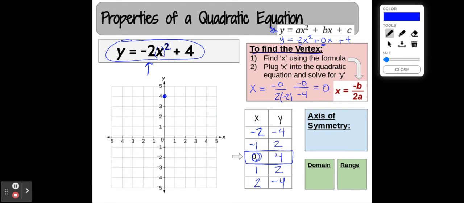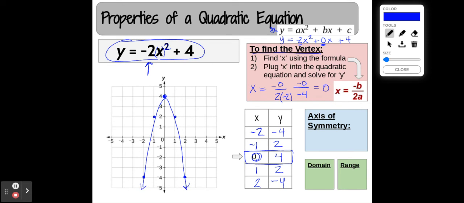Okay, so let's graph (-2, -4) right here, (-1, 2). I've got the vertex right here, (0, 4), (1, 2), and (2, -4). All right, so there we go. I'm going to connect the points, and there's my parabola opening downward right there.